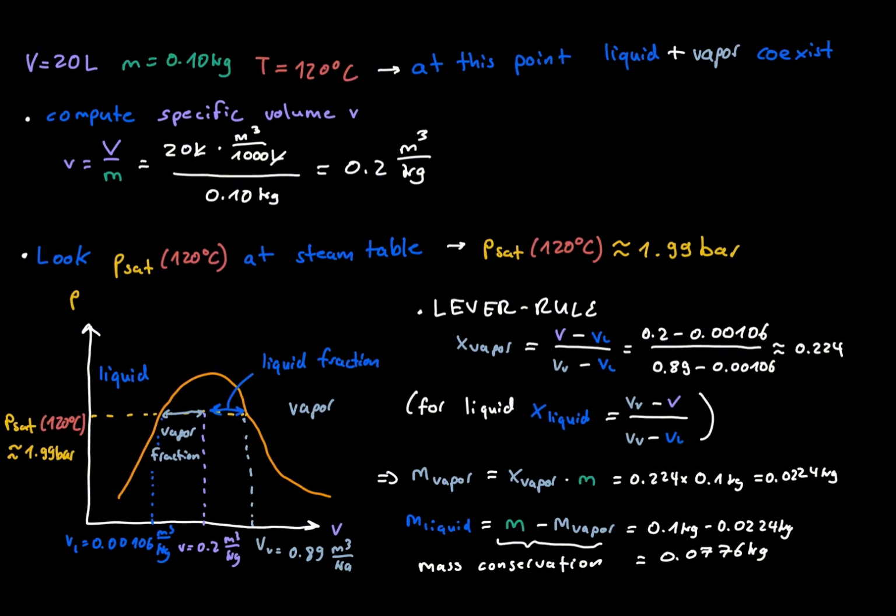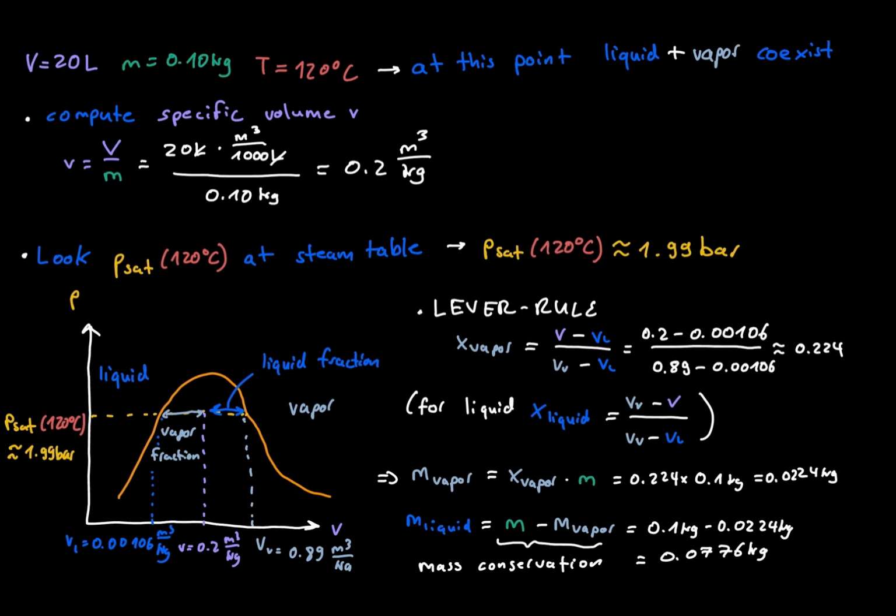Let's summarize. We computed the specific volume of the system. We used steam tables to identify the phase region. Then we applied the lever rule to determine the vapor fraction. And from that, we obtained the mass of vapor and liquid.